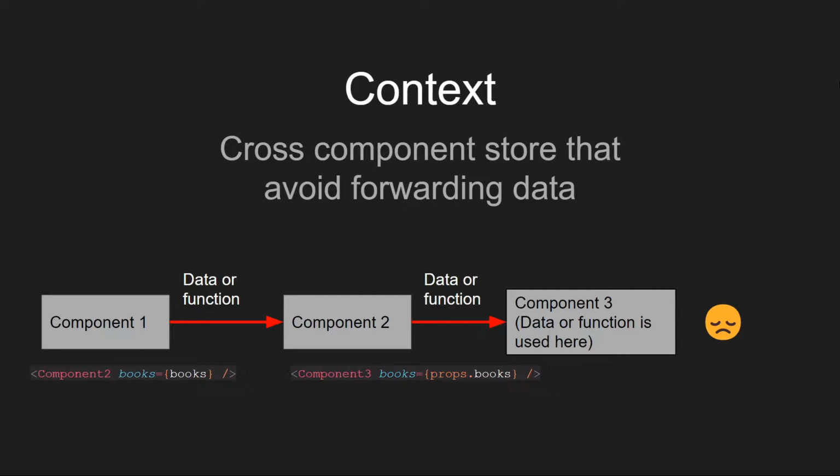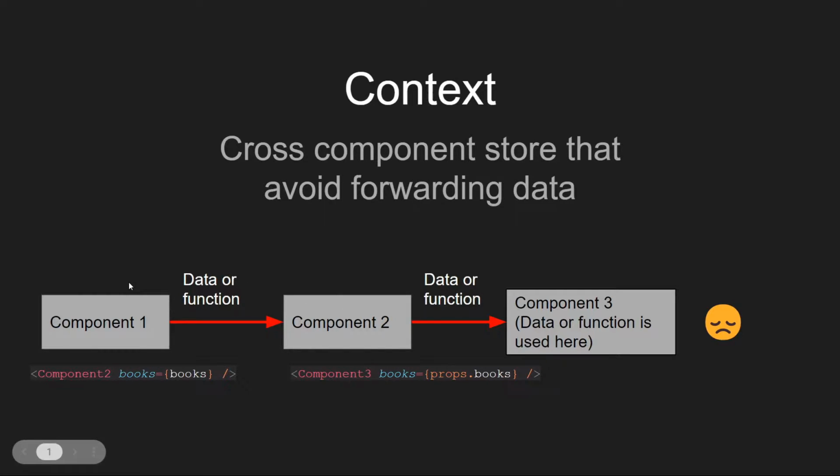In this video, I'm gonna talk about context. What is context in React? Context is a cross-component store that avoids forwarding data. What is forwarding? It's when you pass information from one component to another component, and finally to a different component, and that information is going to be used in the final component.